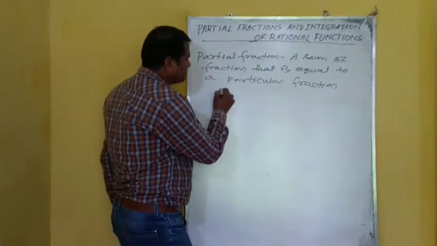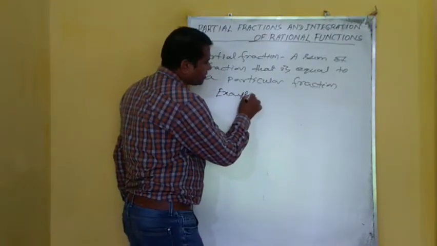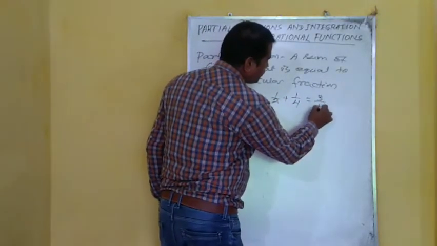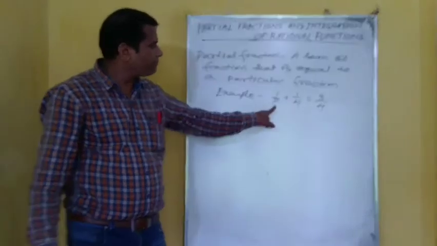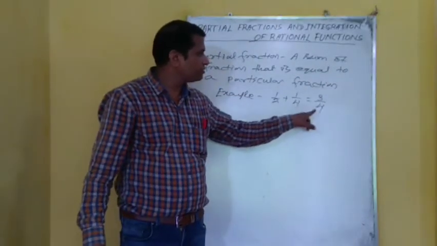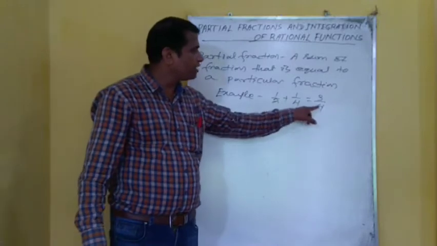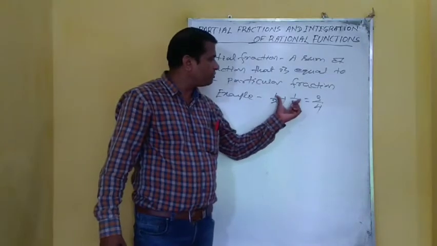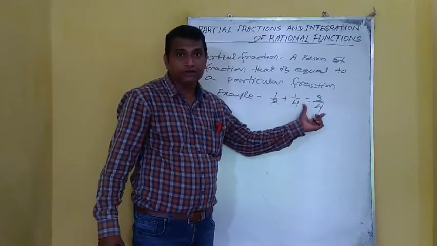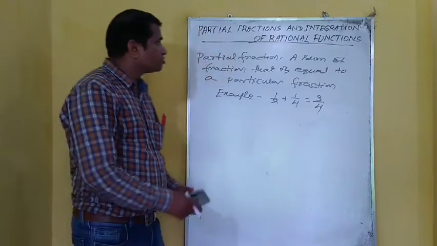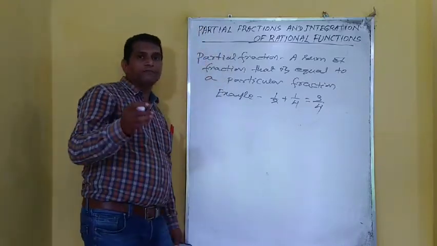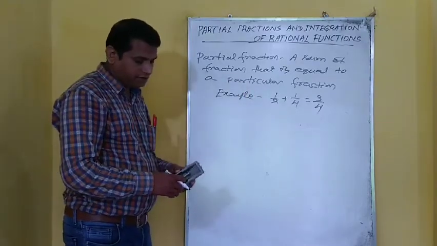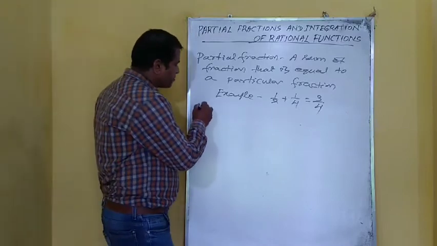Okay, for example, 1 by 2 plus 1 by 4 is equal to 3 by 4. You know that 1 by 4 is one of the partial fractions of 3 by 4. If we add 1 by 2 and 1 by 4, that is equal to a particular fraction 3 by 4. Okay, so a sum of fractions that is equal to a particular fraction is called a partial fraction. Okay, next, rational function.